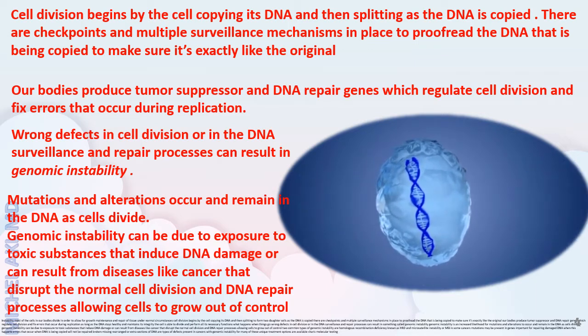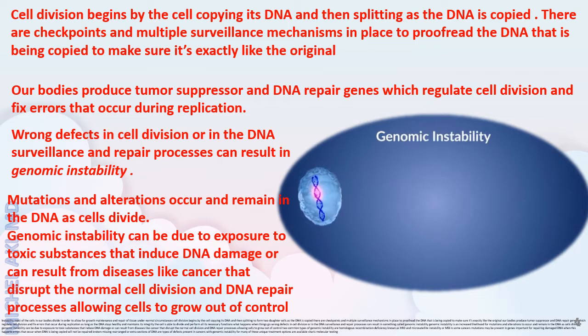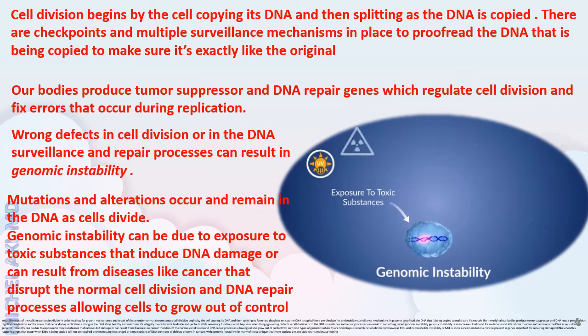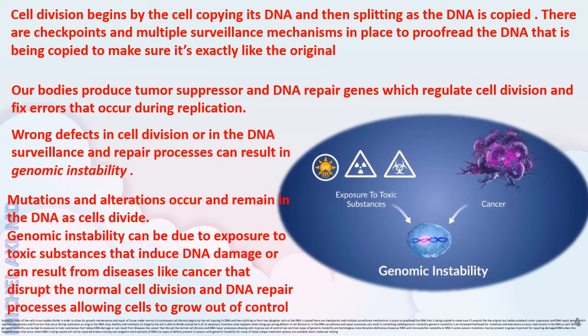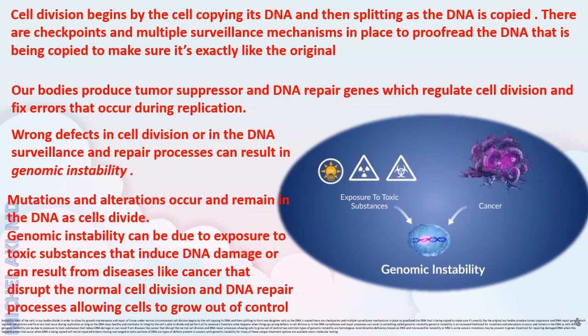Defects in cell division or in the DNA surveillance and repair processes can result in something called genomic instability. Genomic instability is an increased likelihood for mutations and alterations to occur and remain in the DNA as cells divide. Genomic instability can be due to exposure to toxic substances that induce DNA damage, or can result from diseases like cancer that disrupt the normal cell division and DNA repair processes, allowing cells to grow out of control.